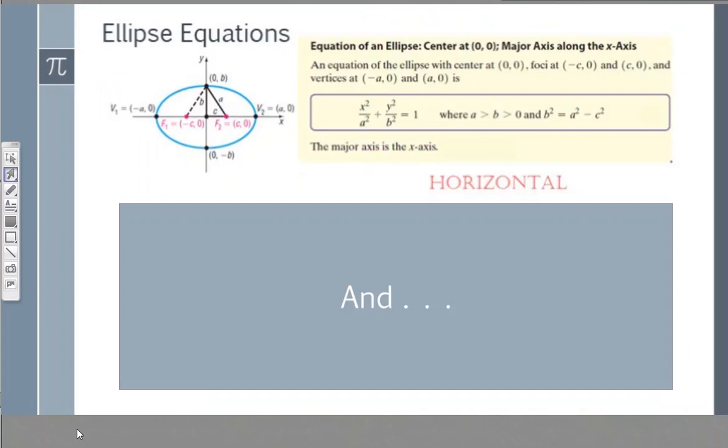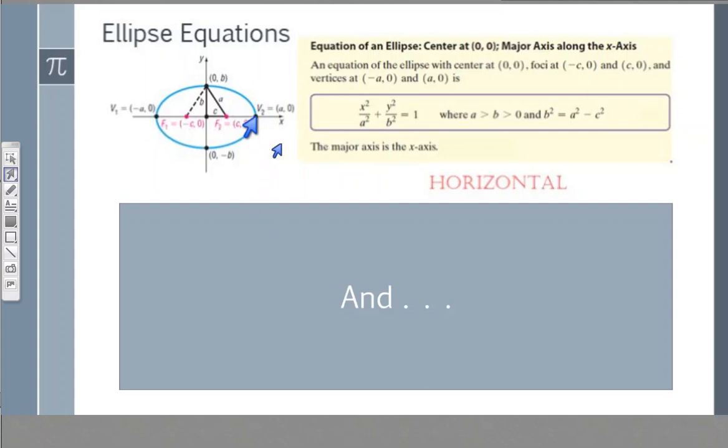All right, first let's go through here and look at an ellipse equation. Here's what your equation is going to look like. In this particular equation, your center is going to be at the origin. Your foci are at negative C, 0, and positive C, 0. And then your vertices will be at negative A, 0 and positive A, 0. They're always going to be directly opposite of each other.